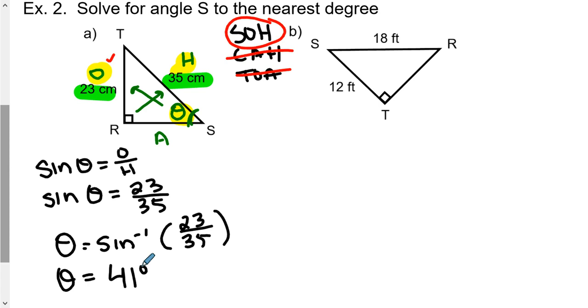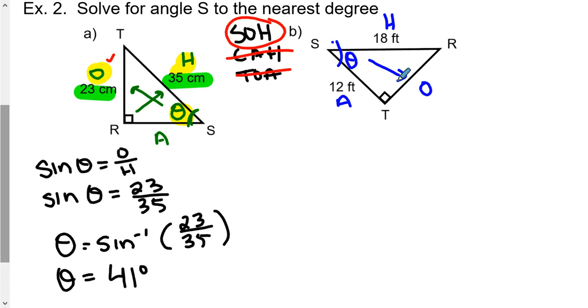Let's look at B. So same idea, I want to find angle S. Let's start by labeling that one. Now I've decided that's the angle that I'm referencing. I can label the opposite, the adjacent, and the hypotenuse in relation to this theta, right? The opposite side, opposite of S. Even though the 12-foot length is opposite angle R, that's not the angle I'm referencing.